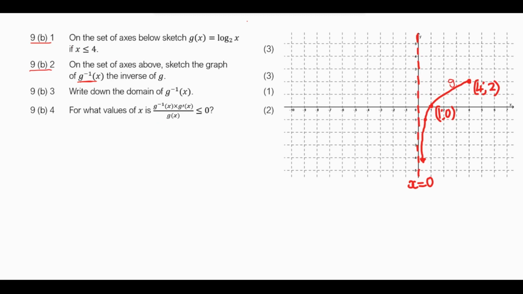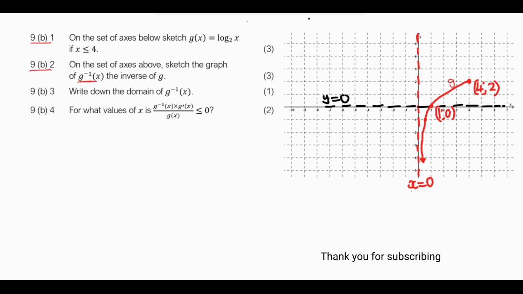So remember, for the inverse graph, the x coordinate becomes the y coordinate, and the y coordinate becomes the x coordinate. Even the asymptote changes. Where there's x, we write y. So it means our asymptote becomes what? Our asymptote becomes y is equal to 0. So this is our asymptote, which is y is equal to 0.